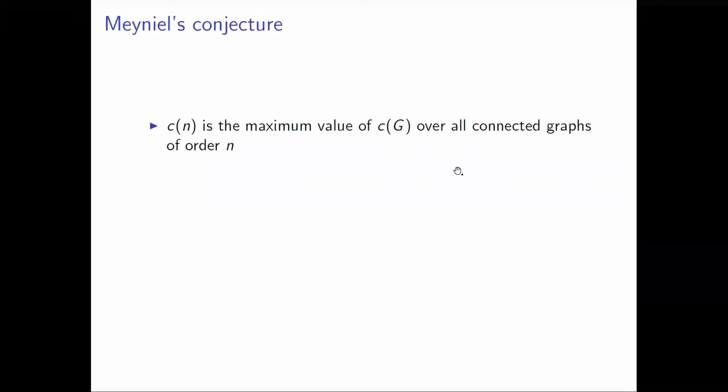So here's another definition, and I wanted to define this so we can discuss a very famous open problem about the cop versus robber game. This definition, C of n, is a notation, and we use it to represent the maximum value of the cop number of G over all connected graphs of order n. I want to underline an important word here: connected.